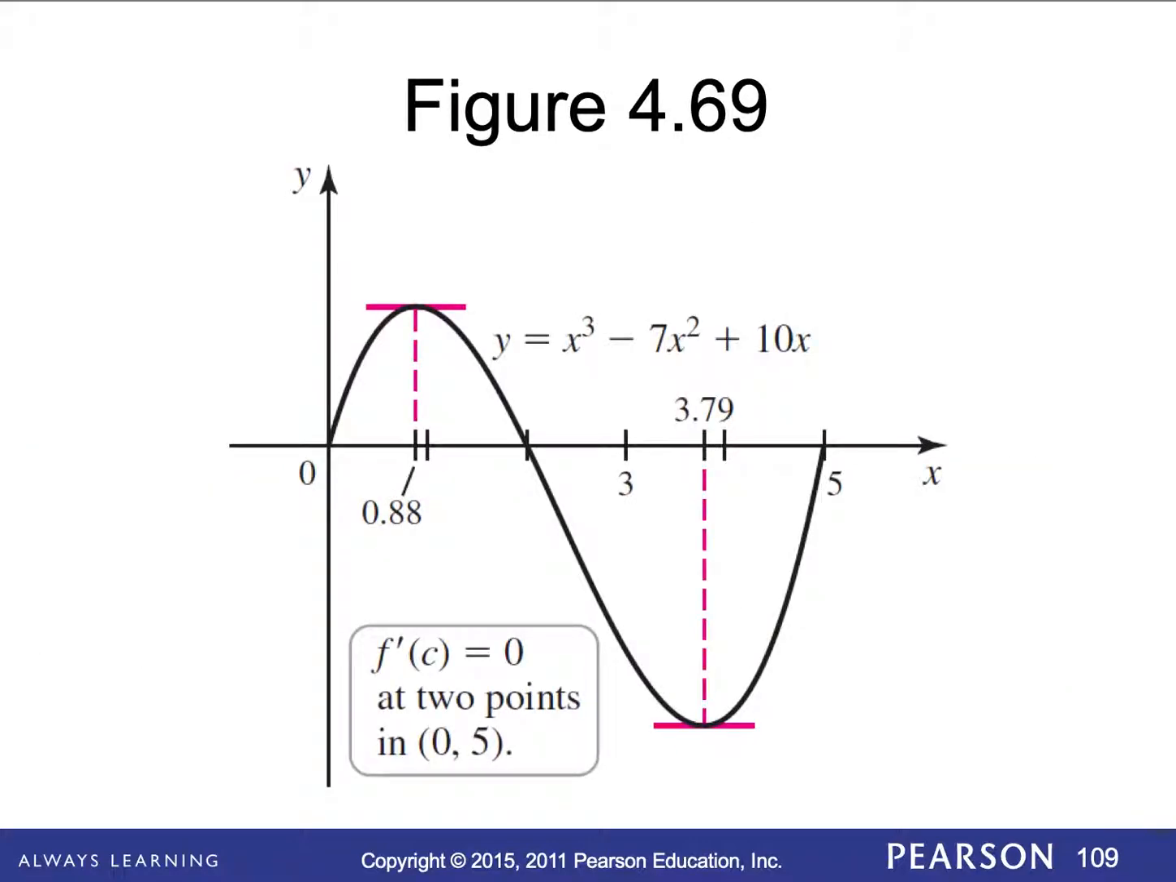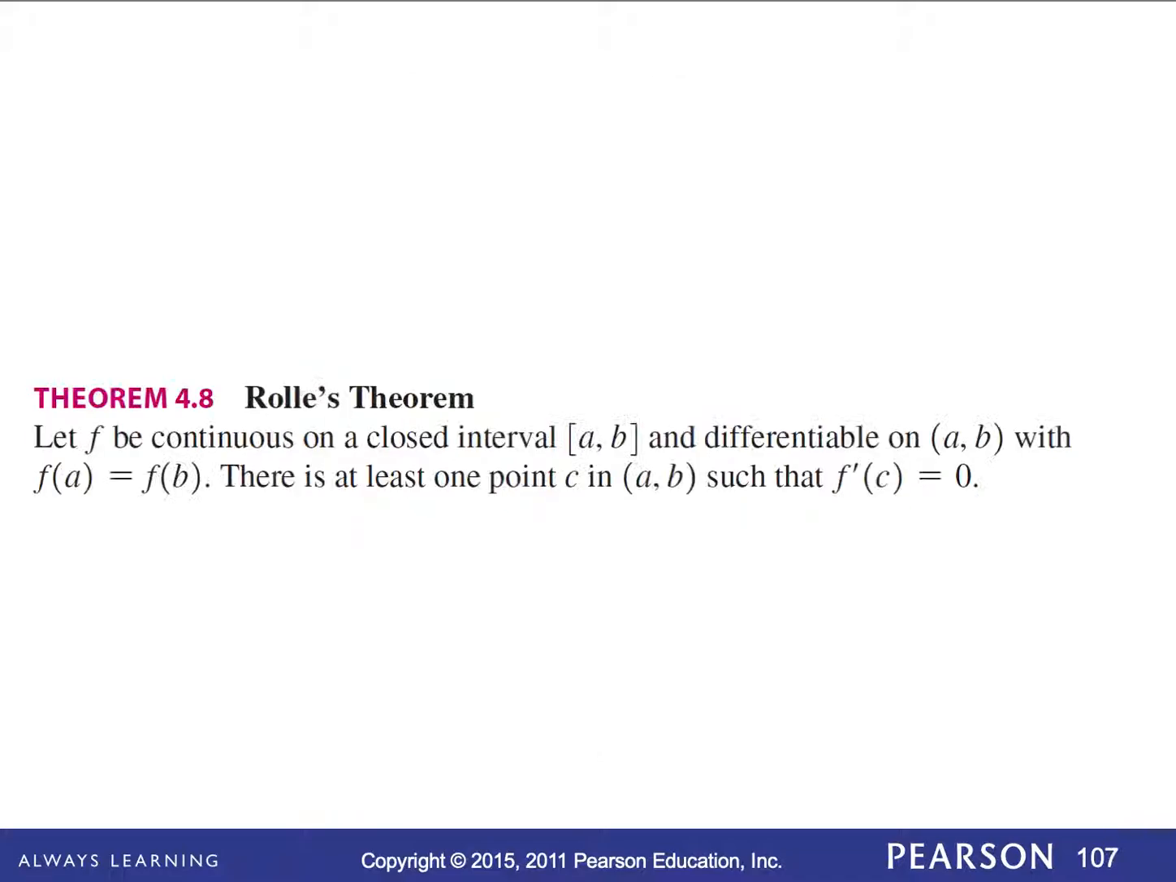This is an example with Rolle's theorem where there are 2 points where the derivative is 0. So that's why if you look at the formal wording of the theorem, it says at least 1, okay? So it doesn't tell us there is 1, it tells us there is at least 1.